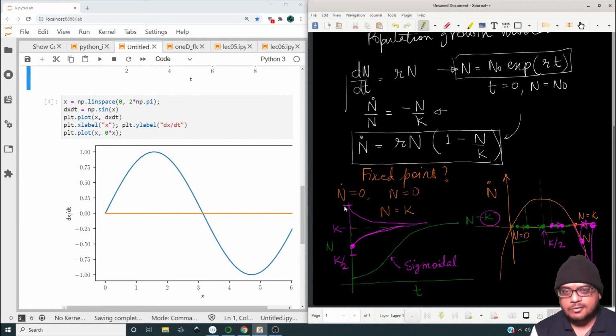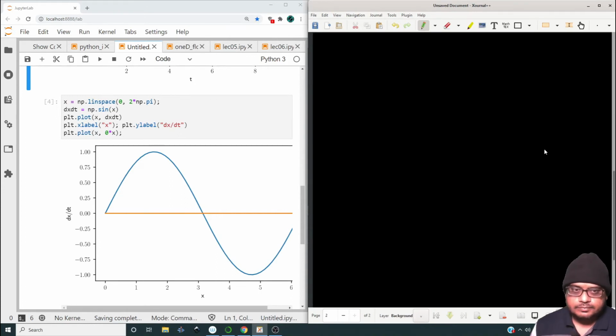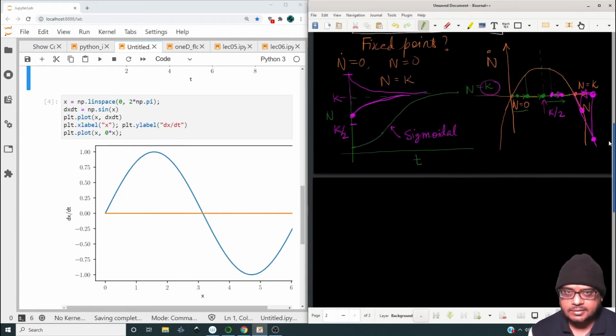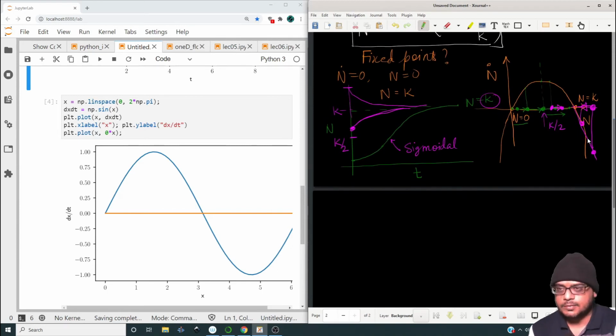Okay, so this is what we can infer directly from the geometry of the problem without even solving the problem. Okay, so now let us see whether whatever we are predicting is true or not. So let us go to the computer.